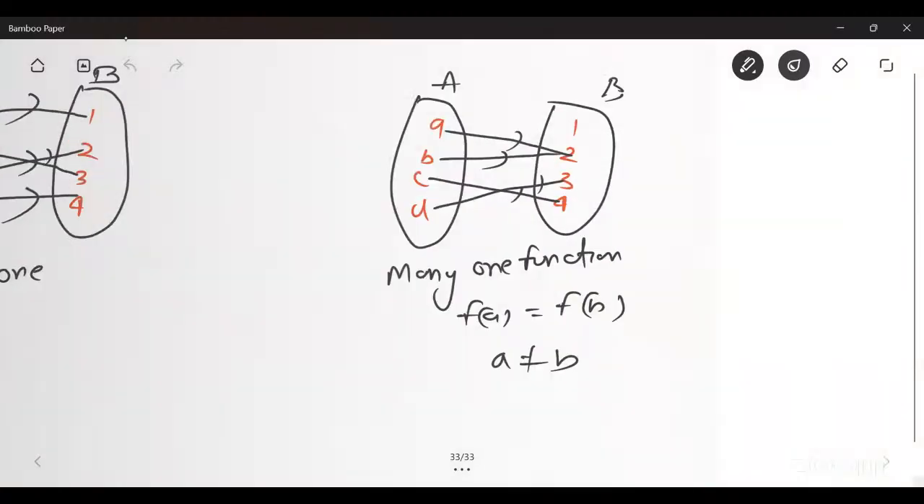Okay. So firstly, I'm writing the definition of the many-one function. What is many-one function?